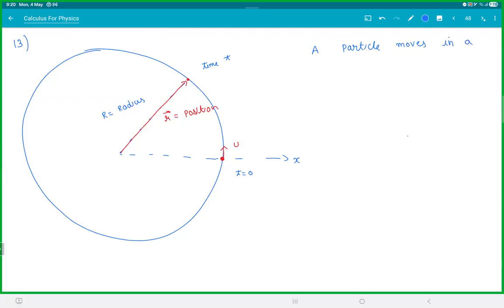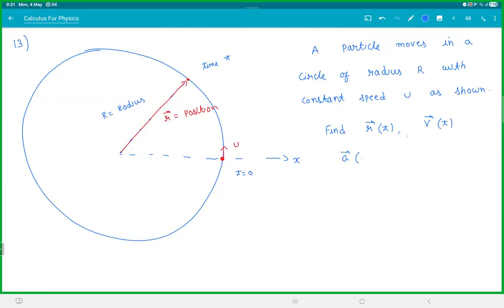A particle moves in a circle of radius r with constant speed u, as shown. So initially it is starting on the x-axis. Find r bar, the position vector, as a function of time t. Find v bar, the velocity, as a function of time t. Find acceleration as a function of time t. So that is the starting part. This is not the actual question, but we need this for the actual question. So let's get this first of all.